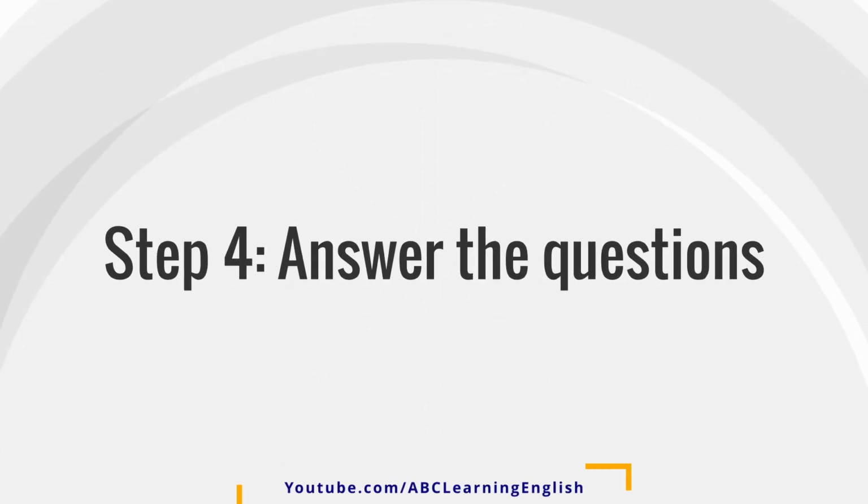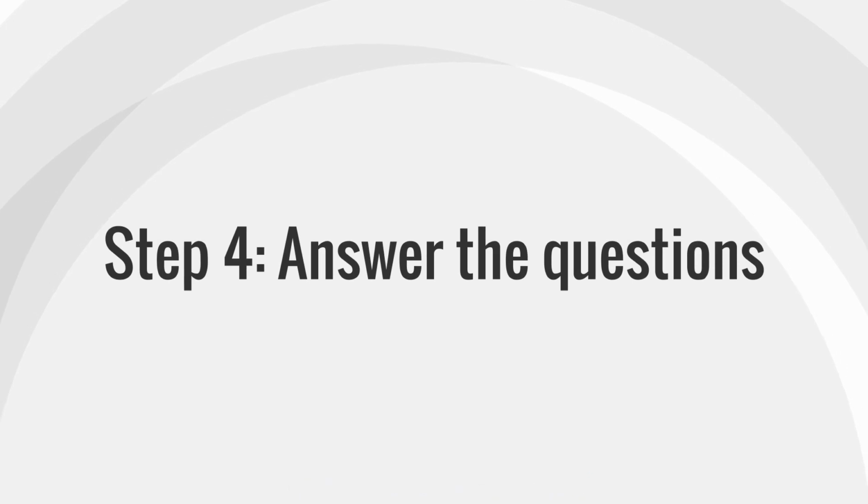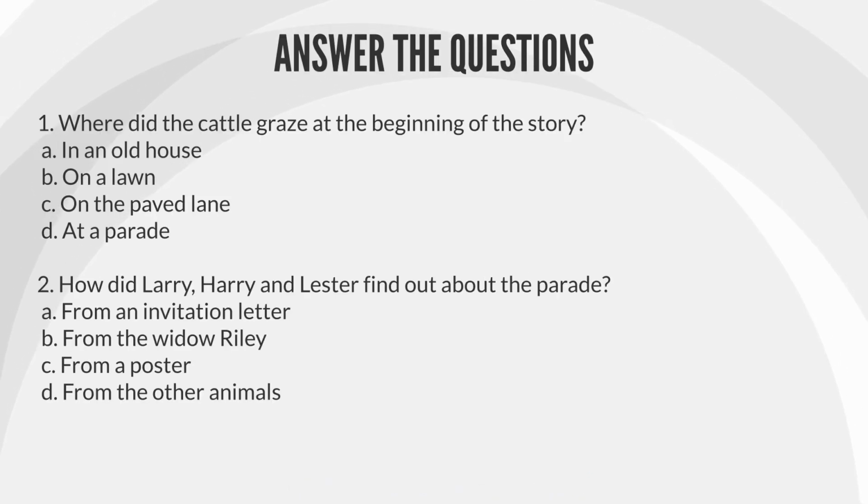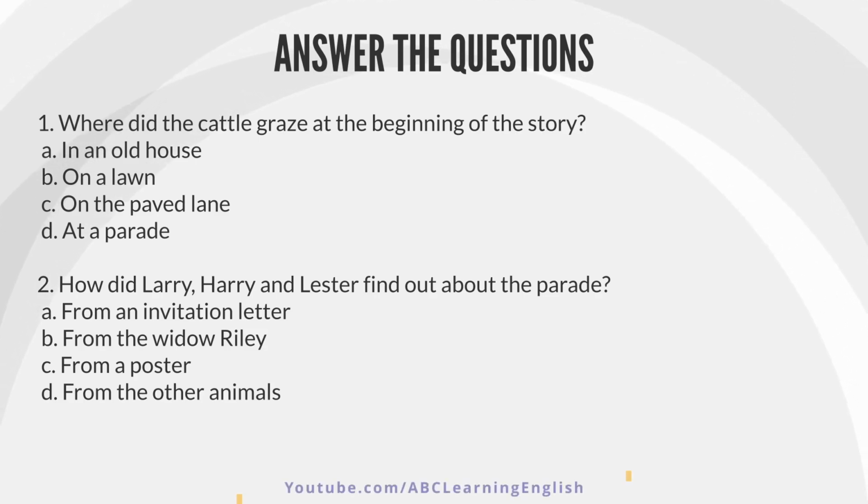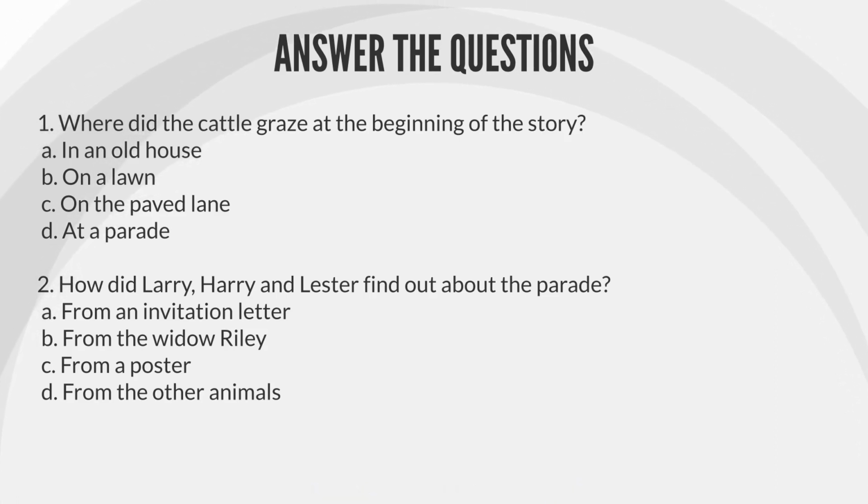Step 4. Answer the questions. 1. Where did the cattle graze at the beginning of the story? A. In an old house. B. On a lawn. C. On the paved lane. D. At a parade.